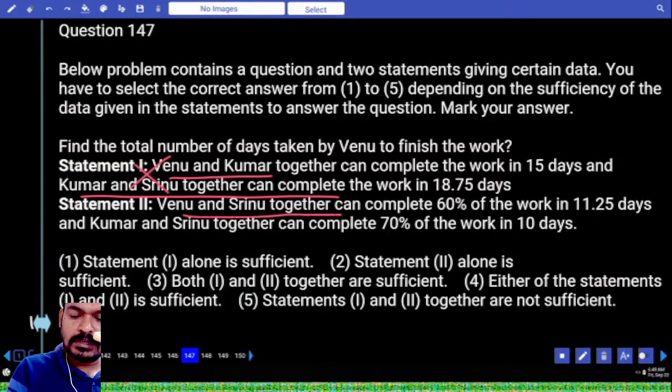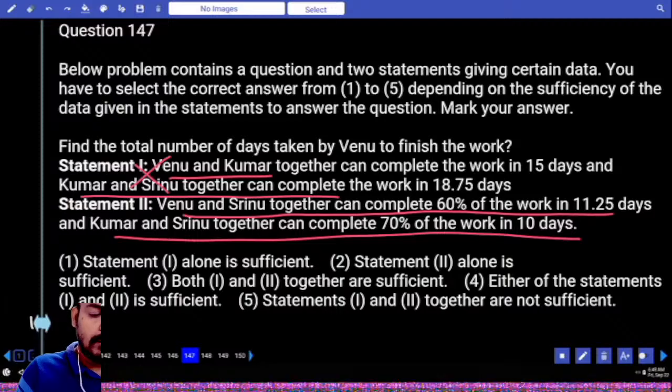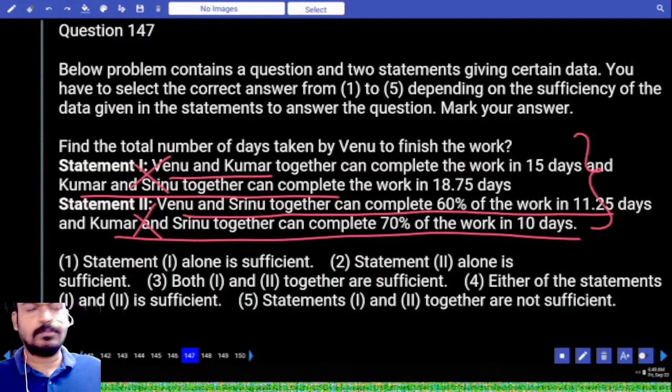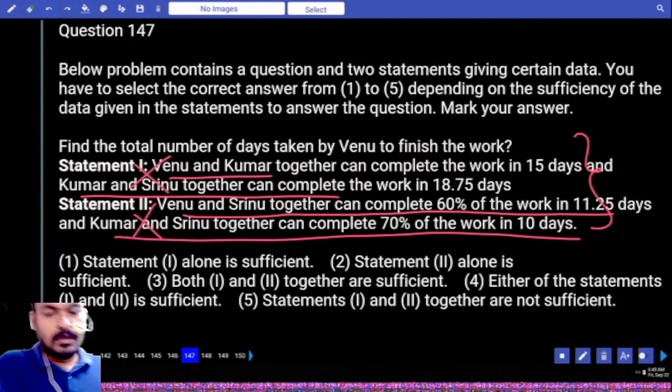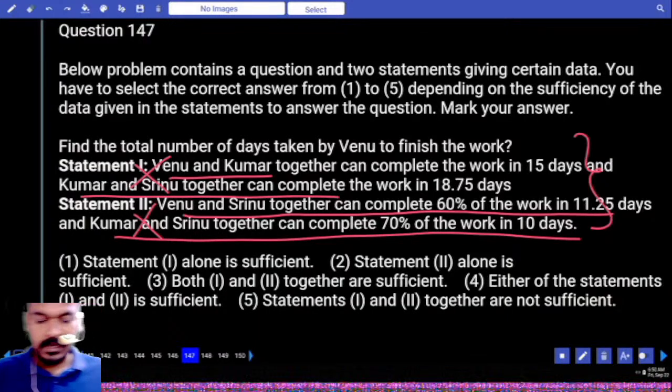Second one, Venu and Srinu together can complete 60% of the work and Kumar and Srinu together can complete 70% of the work. And here also combinations are given. Means only 2 alone also not sufficient. By using both the statements, yes sir. In the first statement combinations, the second one also combination. Combine the combinations, we get the combination of 3 persons or 4 persons. Obviously we get the individual efficiency here. By using both the statements we get the answer. What is the answer? Third one.